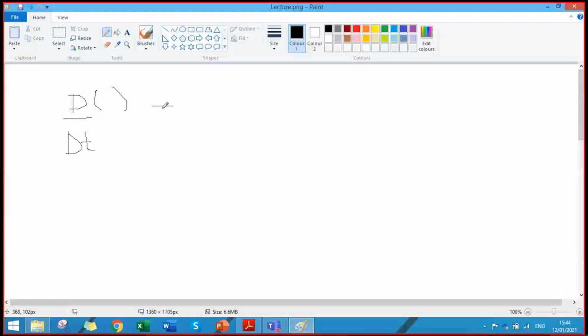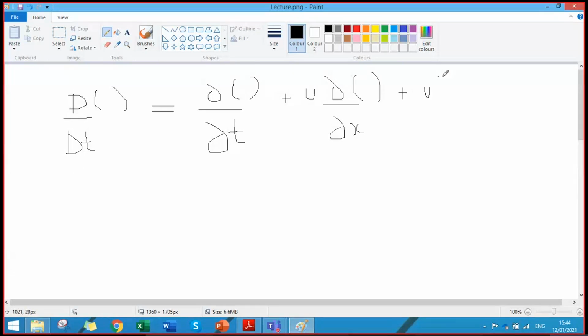The material derivative, also called the total derivative, is equivalent to partial by partial t of that function, plus u into partial by partial x of the function, plus small v into partial by partial y of the function, and finally w into partial by partial z of the function.